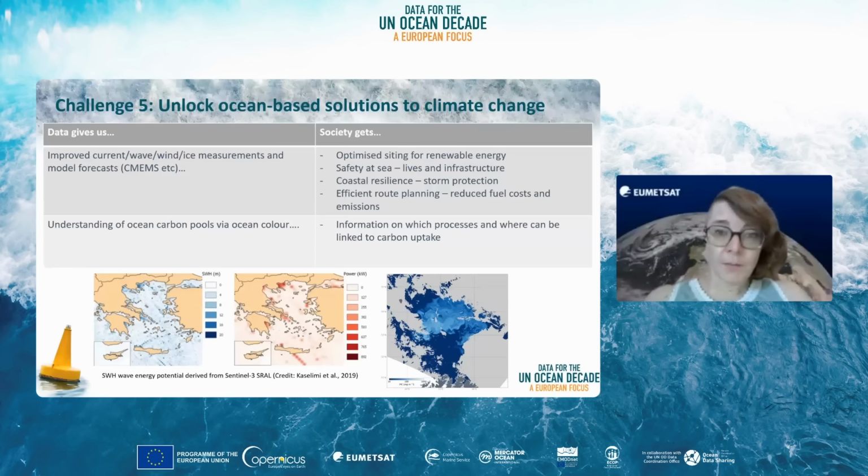Another thing that can be done is to understand the way that our ocean is taking carbon up, and this can be done via ocean color data, which gives us information on the different pools of carbon in the oceans. And this gives us information on which processes, and where these processes, can be linked to carbon uptake in our oceans.